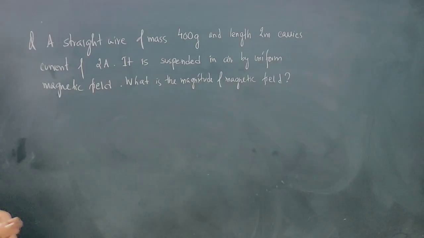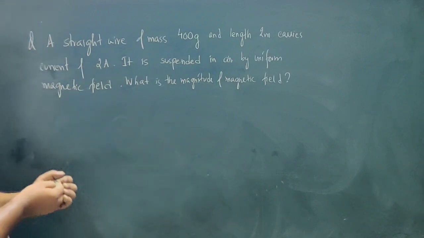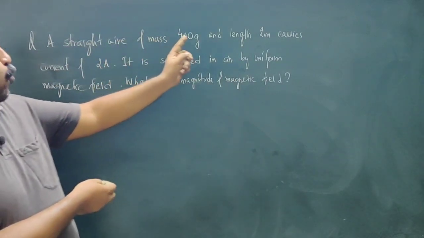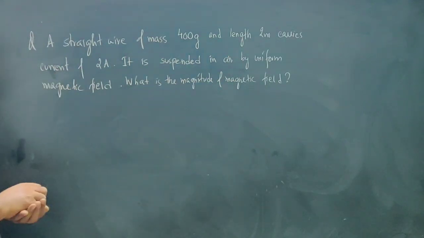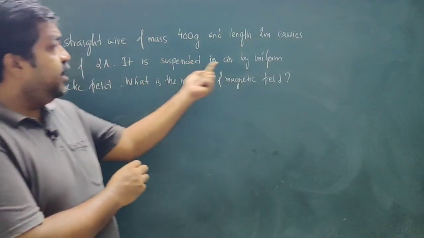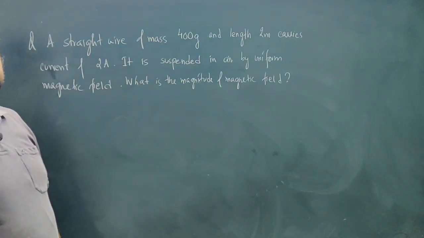So we have this question based on the concept we have learned now. A straight wire of mass 400 gram and length 2 meter carries a current of 2 ampere. It is suspended in air by a uniform magnetic field. What is the magnitude of the magnetic field?